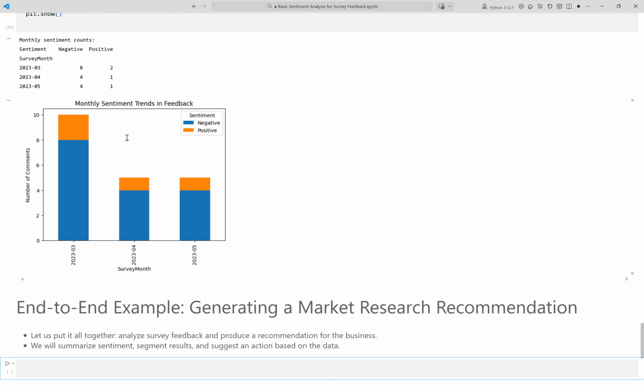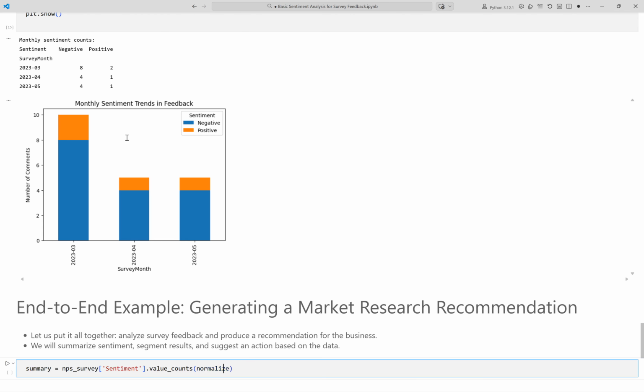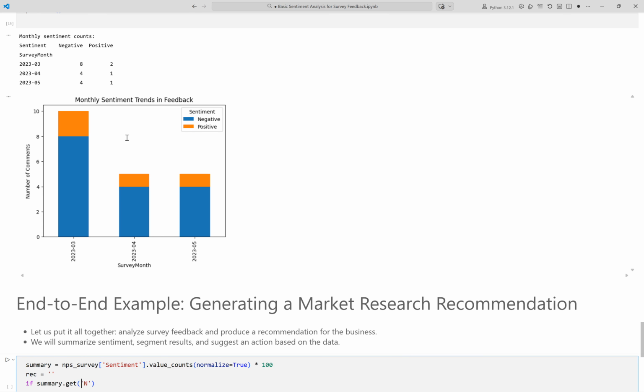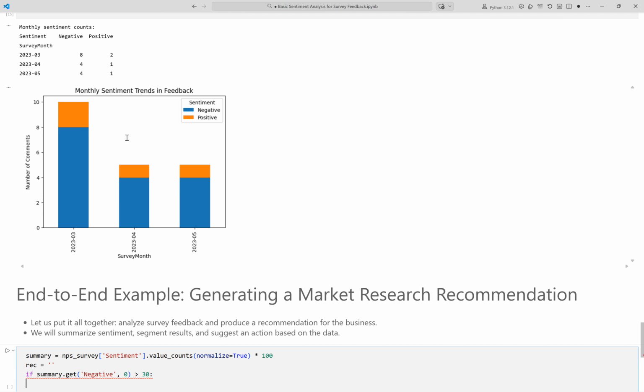We compute the sentiment distribution as a percentage of all feedback. We select an actionable business recommendation based on the ratio of negative or positive sentiment. We print both the summary and the actionable next step.